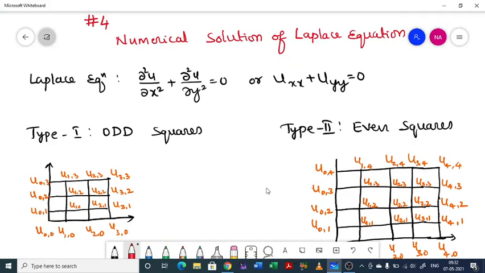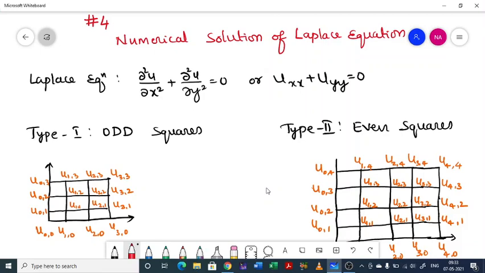So once again I welcome you all for the discussion on numerical solutions of partial differential equations. This class number 4 we are going to discuss numerical solution of the two-dimensional Laplace equation. The standard Laplace equation is given by ∂²u/∂x² + ∂²u/∂y² = 0, or in a simpler form we will write it as u_xx + u_yy = 0. So that is the standard Laplace equation.